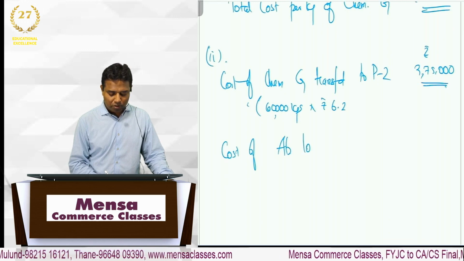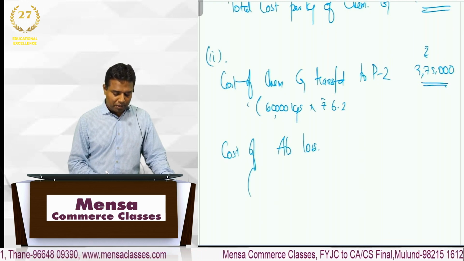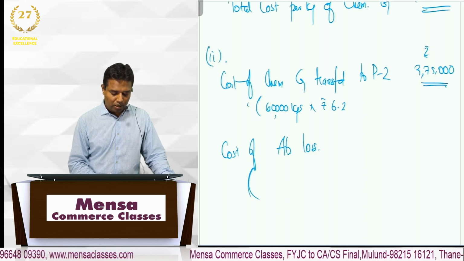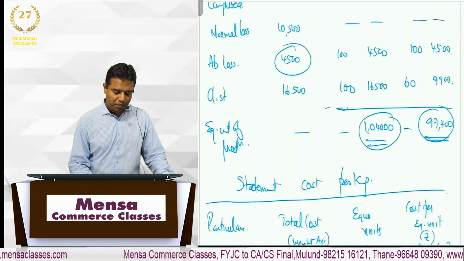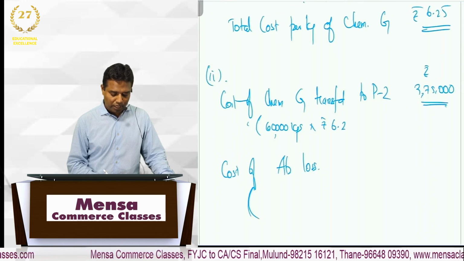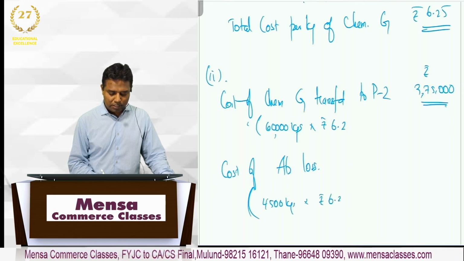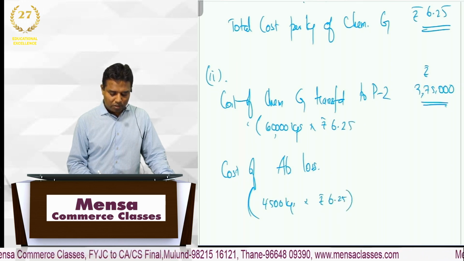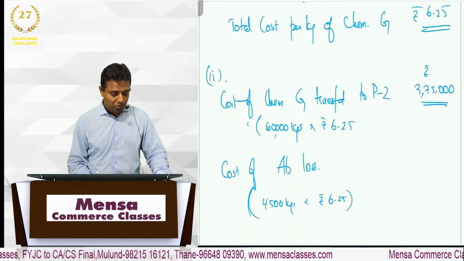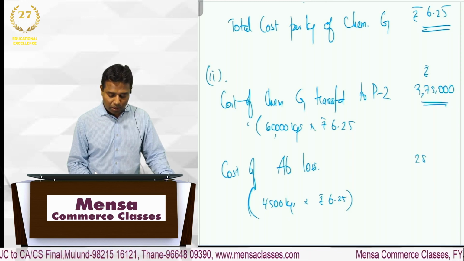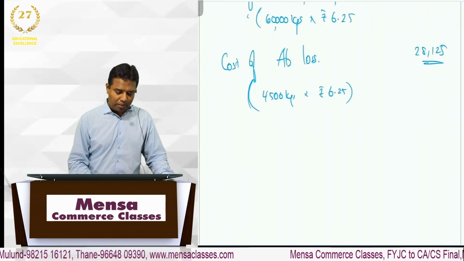Cost of abnormal loss, that will be how much was the abnormal loss? 10%, that is 4,500 units. That's 4,500 kgs into rupees 6.25. So that will be 4,500 into 6.25, 28,125.